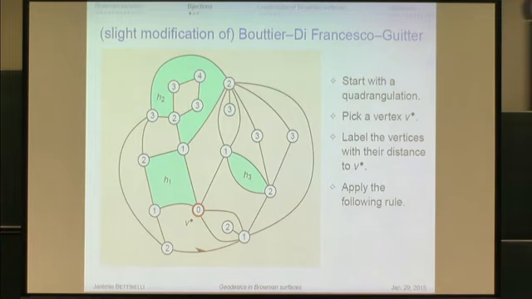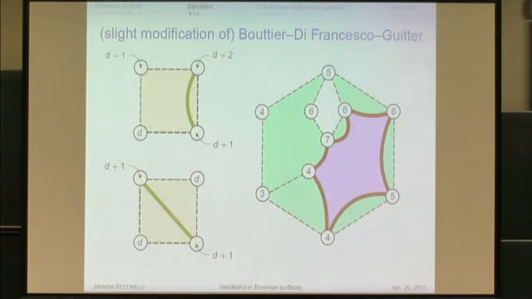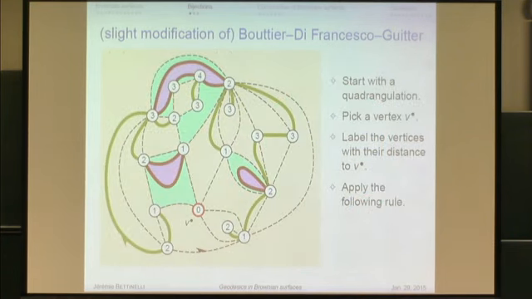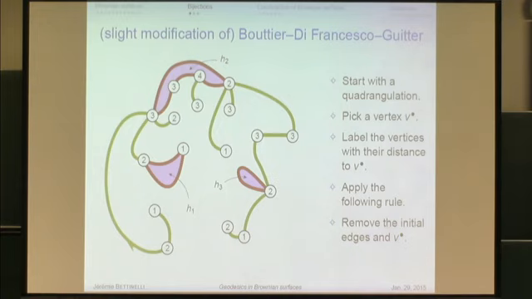And then you just apply a rule, and the rule is the following one. There is a rule depending on your face. If it's an internal face, there is a rule telling you to add an extra edge inside the face. And if it's an external face, the rule tells you to add actually a pink face like that. I'm not going to enter into details here because I don't have time. But there is a rule telling you what to do. So you do that. And then you remove the edges you started with.